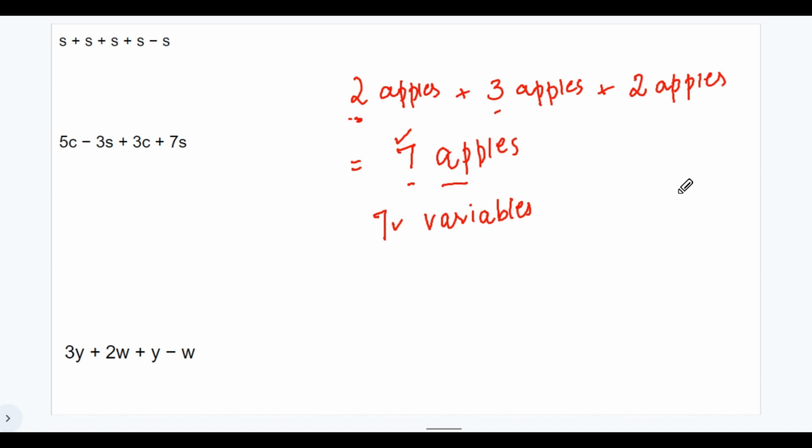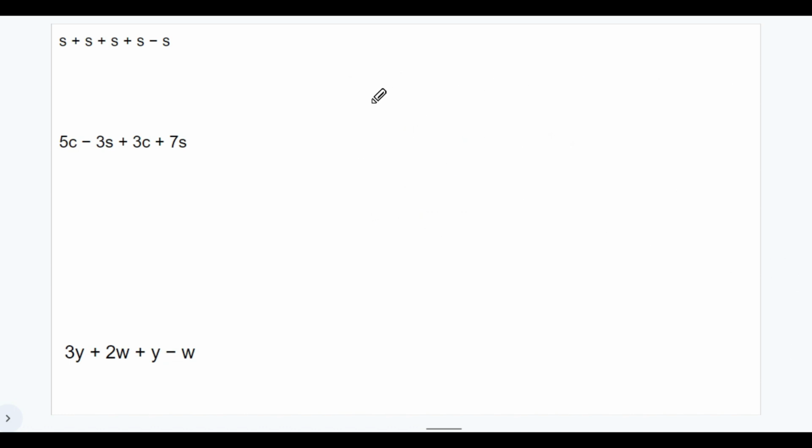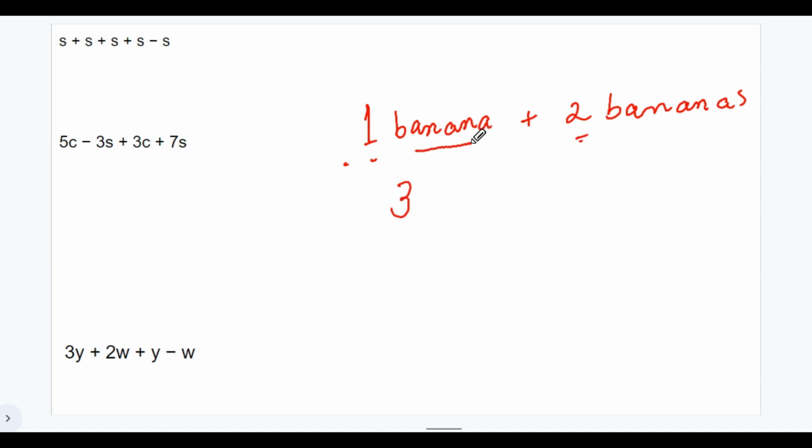Okay. Let's start again. For example, I have one banana and you have two bananas. So we need to add the bananas. What we can do, we can add their coefficients. Okay. What are the coefficients? 1 and 2. So 1 plus 2 will be 3, and variable banana means this B for banana, and B for banana is a variable. It's not going to be changed. I will write here 3 bananas.